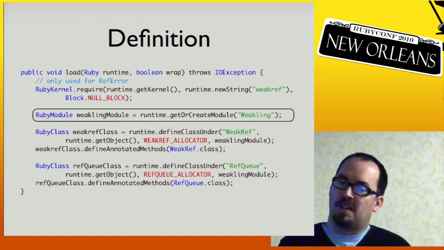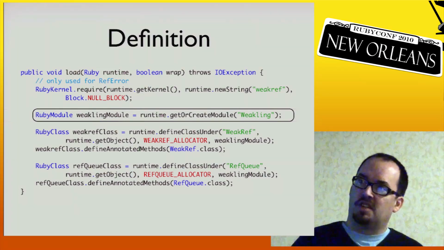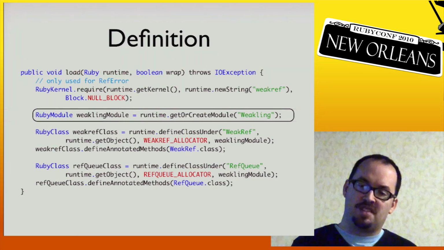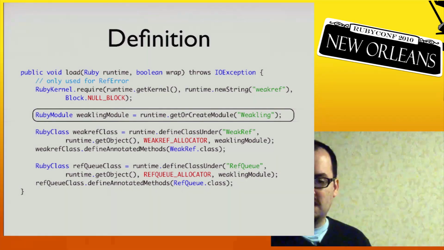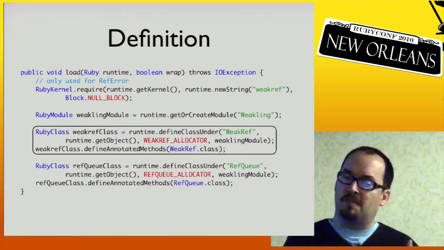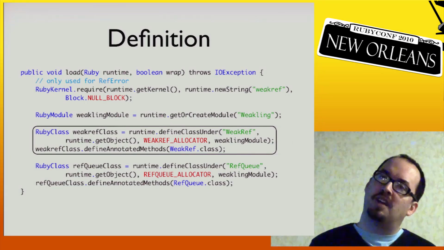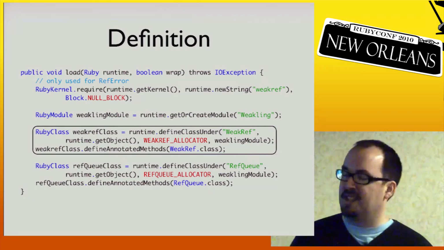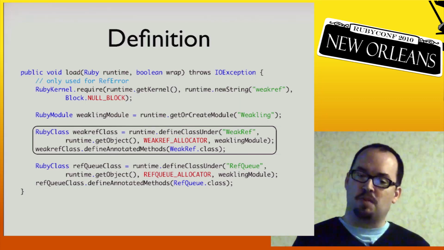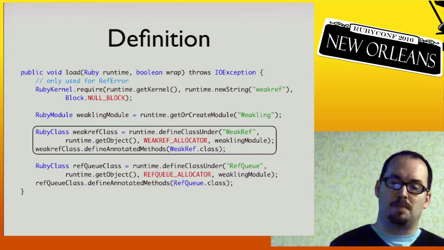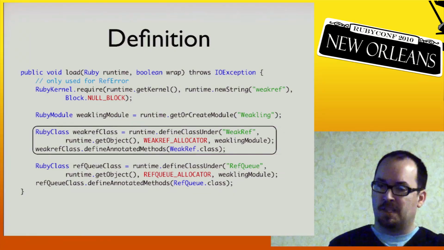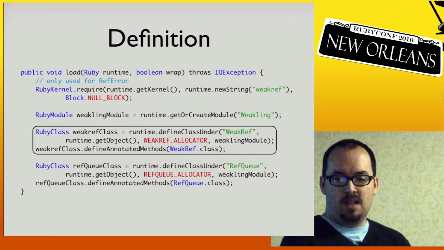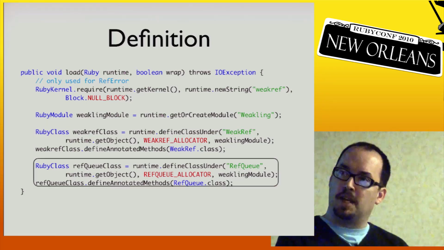Next, we go and ask the runtime to get or create a module. In this case, it's a new module, so it constructs that new module by the name of weakling. If we go down here, next we define a class called weakref, whose superclass is object. It has a weakref allocator, which I'll talk about in just a minute, and it's defined underneath the weakling module. So, you know, weakling::weakref. Ref queue is more of the same.